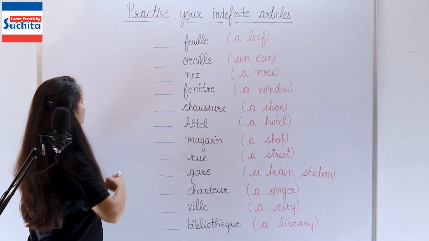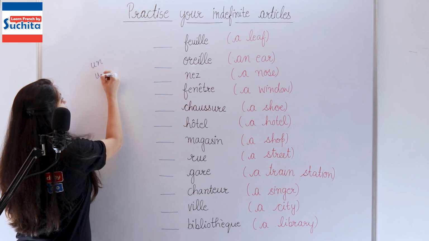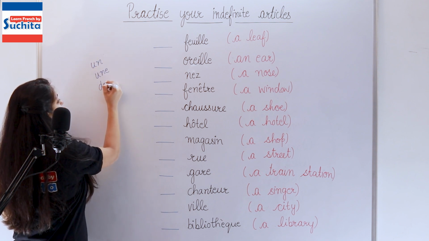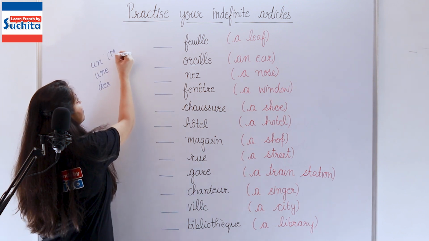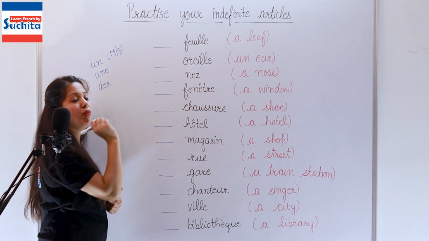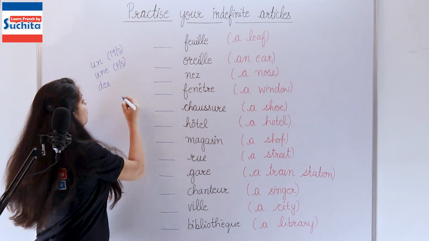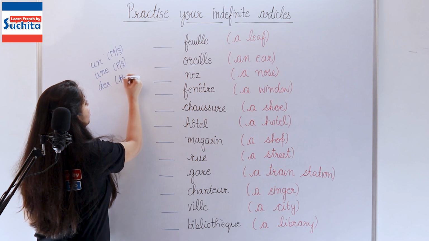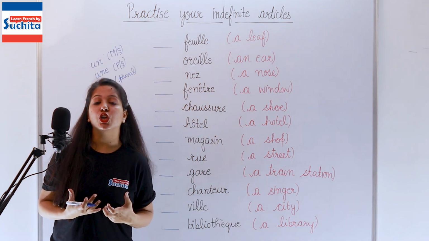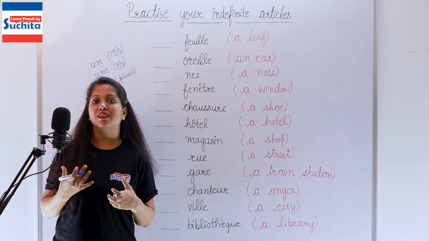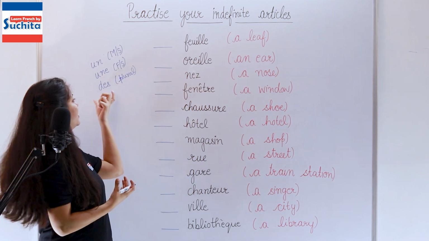So let's just start. I'll tell you, there are three indefinite articles in French: un, une, and des. Now, un we use for something which is masculine, singular. Une we use for something which is feminine, singular. And des we use for something which is plural. So when an object is singular, then you always have to see that it is masculine or feminine, but if it is plural, then you always have to put des.